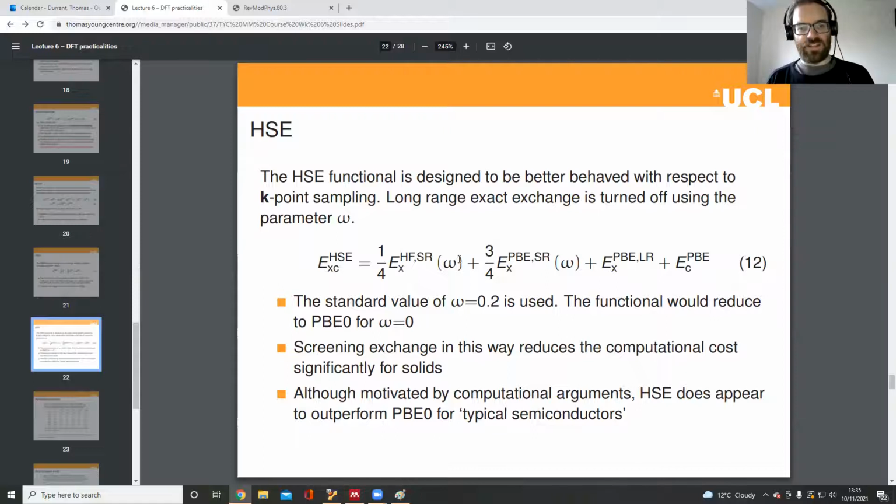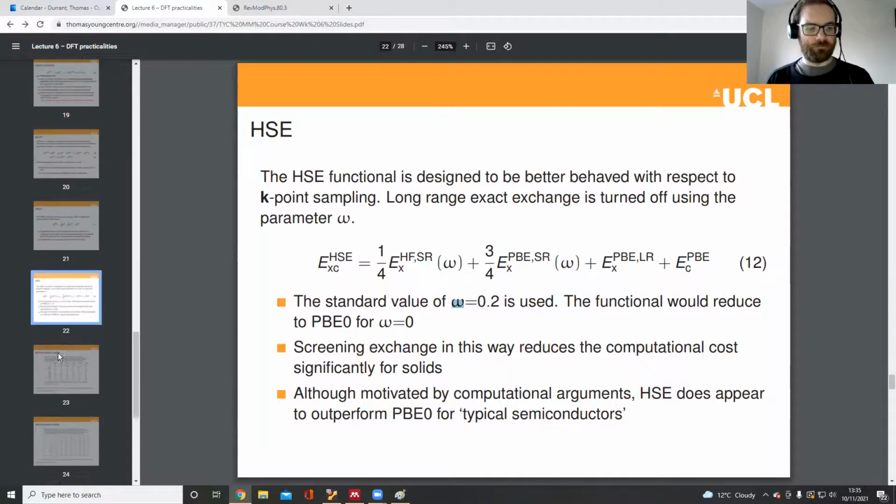So this is the expression here for HSE, where basically if you pick this parameter omega to be 0, it just is PBE0. But instead what's being done is that this long-range exchange is being damped out from Hartree-Fock and just returning to PBE level at long range.